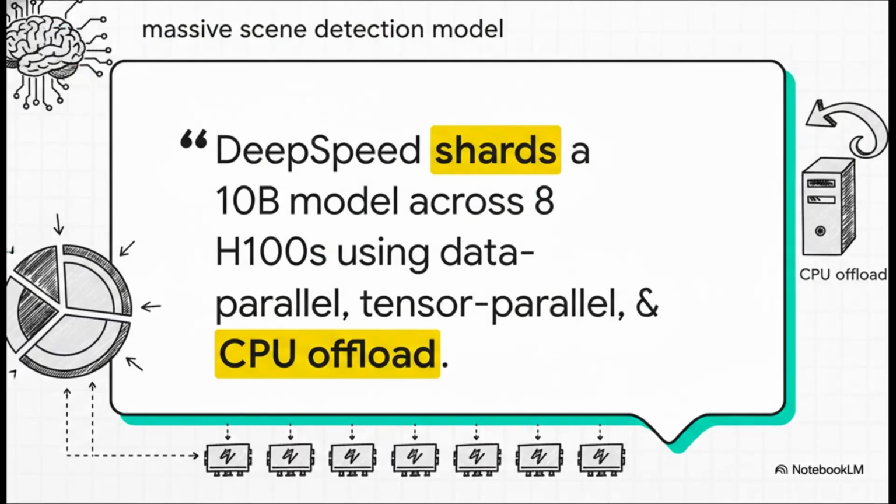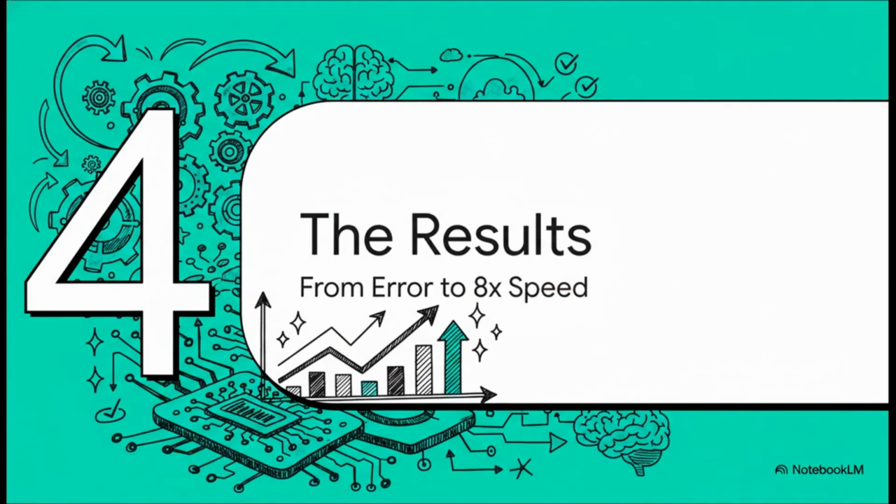So let's just pull this all together. DeepSpeed is the master conductor here. It takes our giant model, uses that 3D parallelism we talked about, a mix of all 3 strategies, and just seamlessly spreads the workload across 8 powerful H100s. It's this beautiful symphony of hardware and software working together to do something that one machine, on its own, could never ever do.